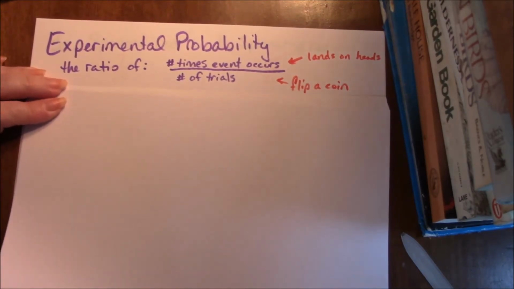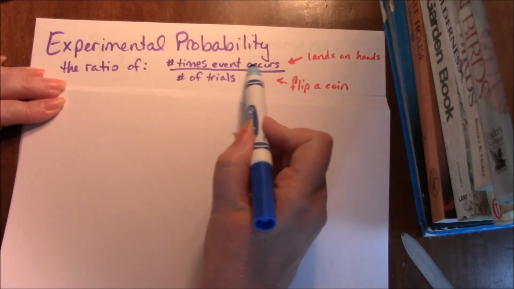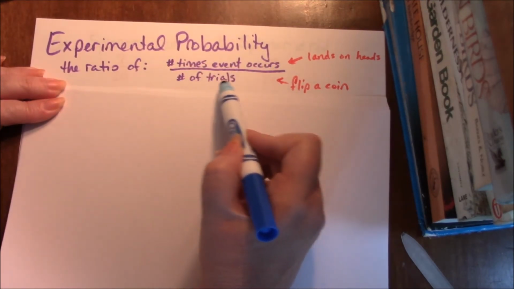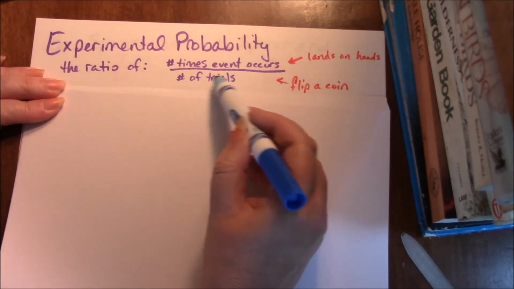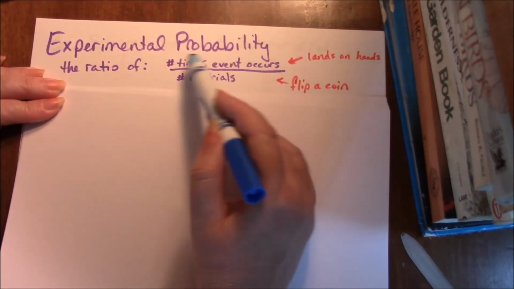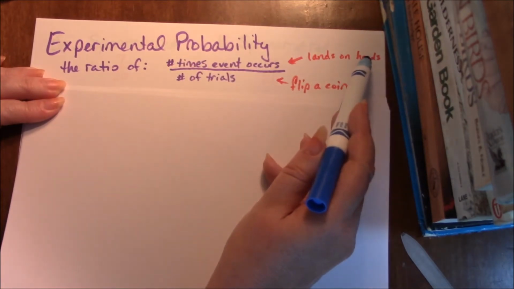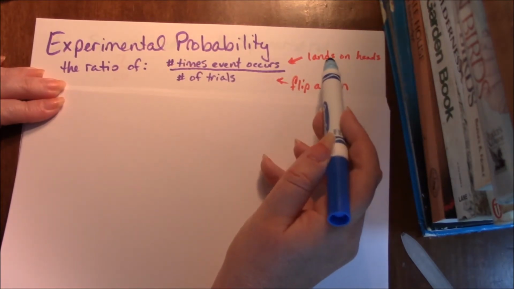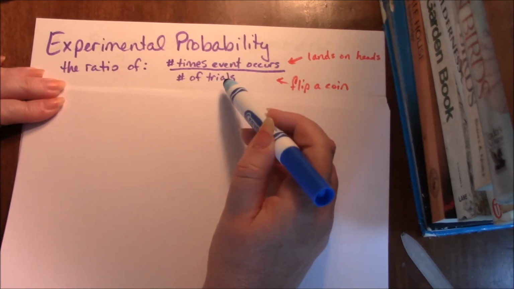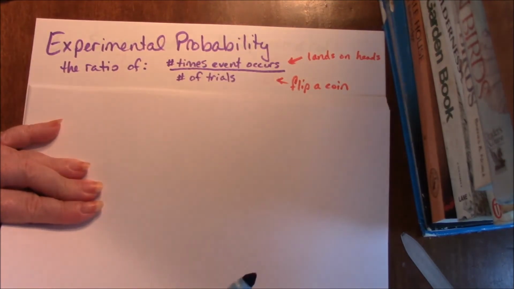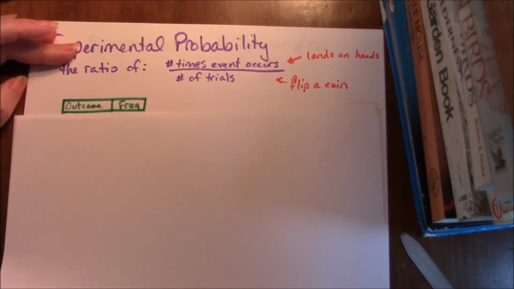And this is a ratio of the number of times an event occurs over the number of trials total. So if you were to flip a coin, this is the number of times you flip the coin, and this is the number of times it lands on heads, for example. This is not heads versus tails. Probability is heads versus total. It's always versus total if it's probability.